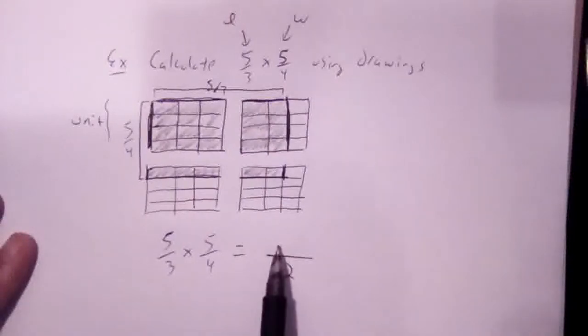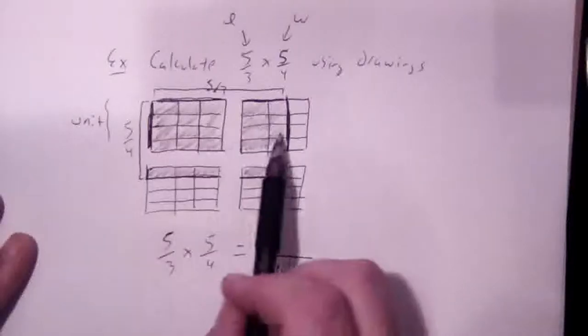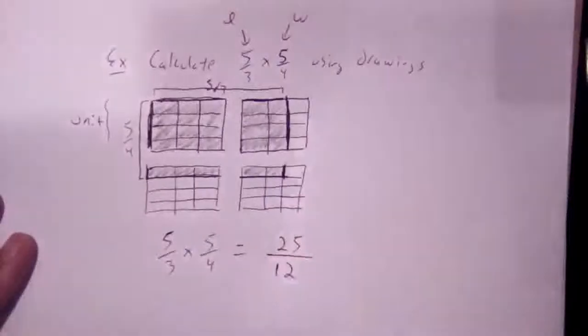For the numerator, that would just be how many squares I have shaded, and if we count up all the little shaded squares, there are 25 in total. So my answer for 5/3 multiplied by 5/4 should then be 25/12ths.